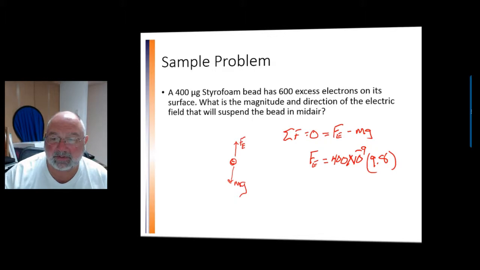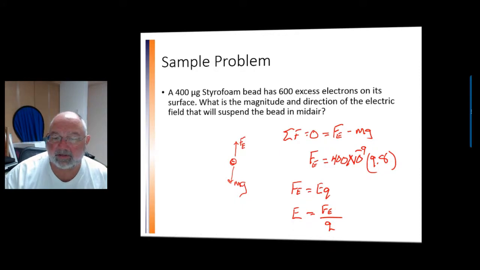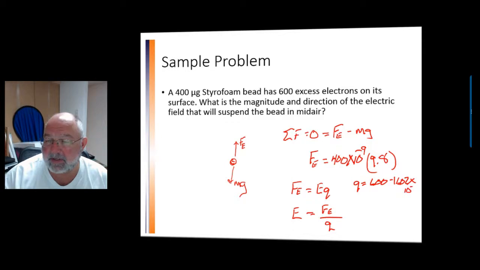Well, what does that need to be equal to? Well, the electric force is also equal to the electric field times the charge. Okay, well, we're looking for what the electric field is. The electric field is equal to the electric force over the amount of charge. Well, I guess let's talk about what that charge is. It's the same as what it was in our previous problem. 600 electrons times a negative 1.602 times 10 to the minus 19th coulombs per electron. Okay, so I think you can do this to come up with the electric field strength, the magnitude, we'll say. Let's make that clear.